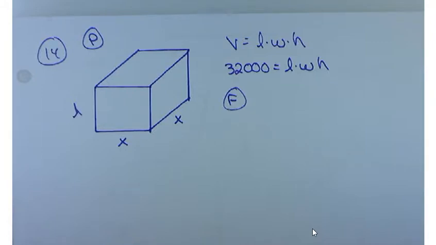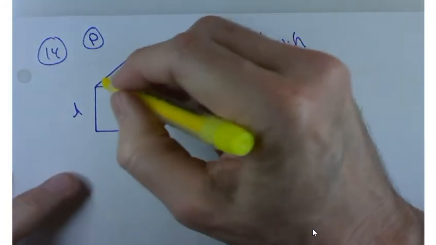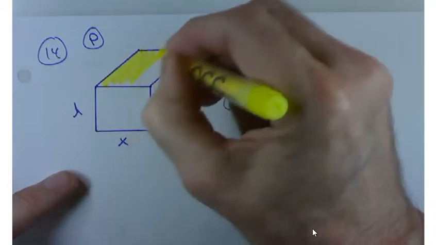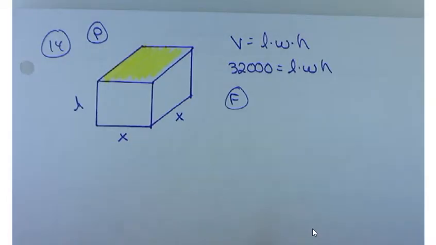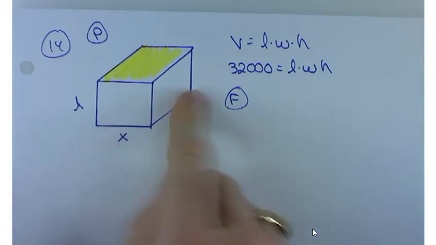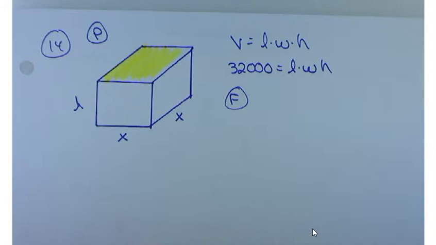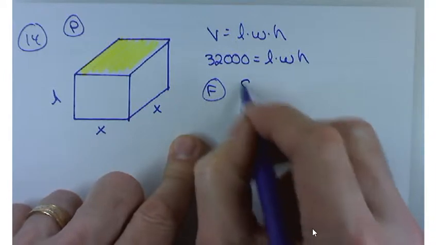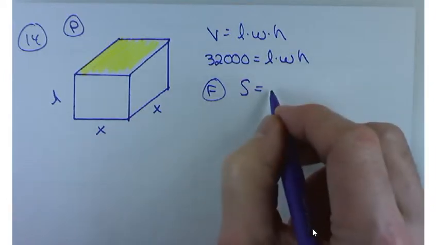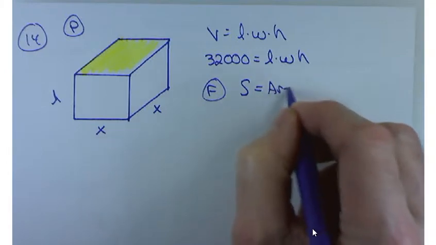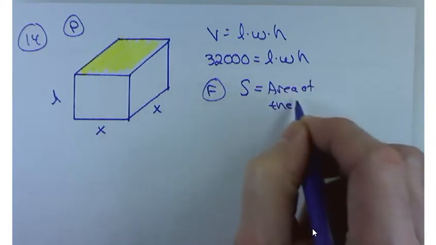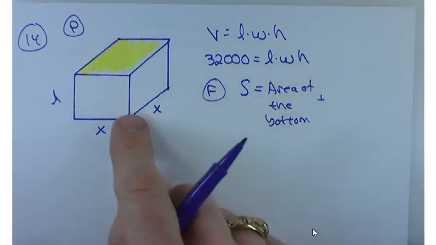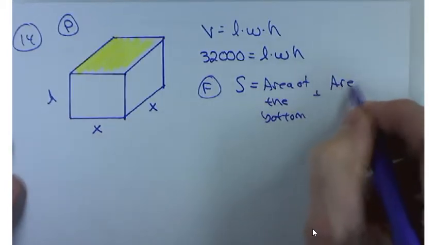There's one other thing about this box. Remember they said that there's an open lid here. So it's open at the top. So the material needed to make this is really the four sides plus the bottom. So we need to come up with a function that represents the surface area. So I'll call that S. And that's going to be a combination of the area of the bottom plus what else? Area of the four sides.